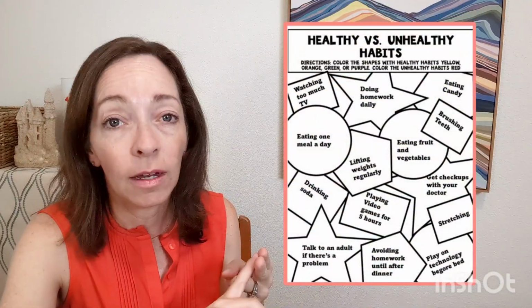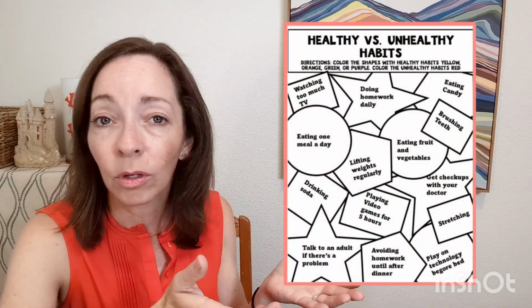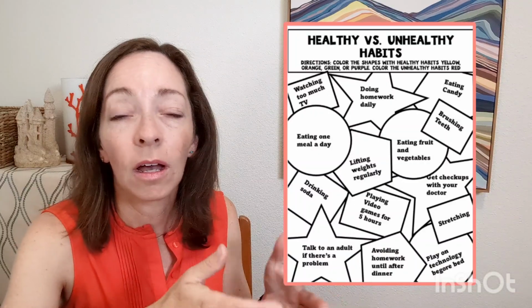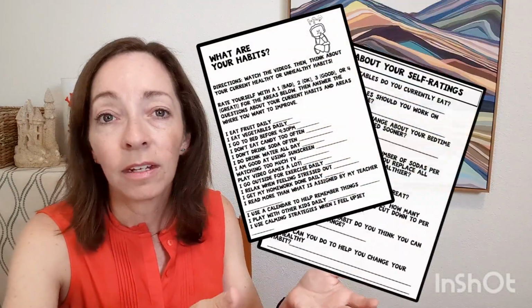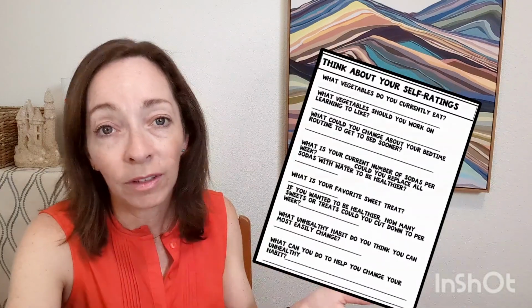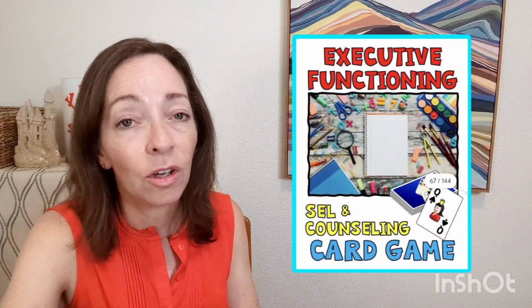The next activity that is part of level 2 is some worksheets related to healthy versus unhealthy habits, and they're just some coloring worksheets where students can color whether it's a healthy or unhealthy habit. Then there are some other worksheets, after you show the videos on healthy and unhealthy habits, to see what the students have learned. A game that is also included in this level is the executive functioning card game.